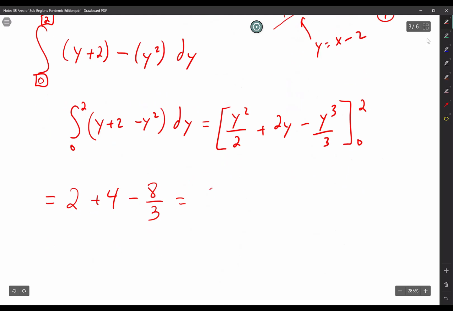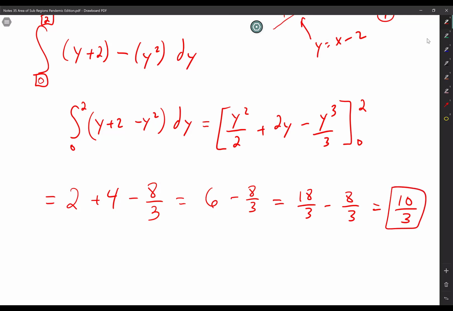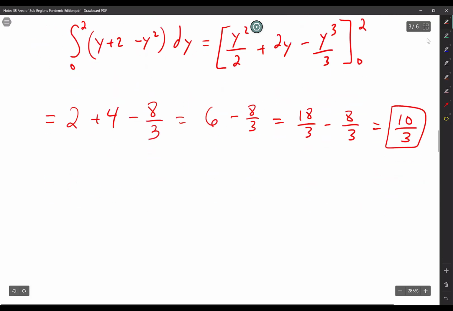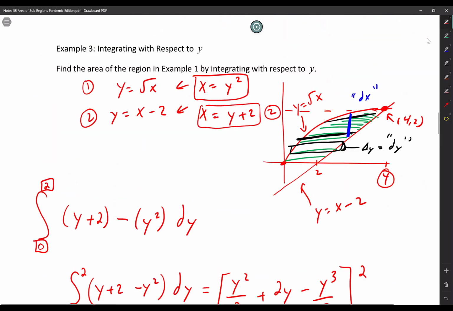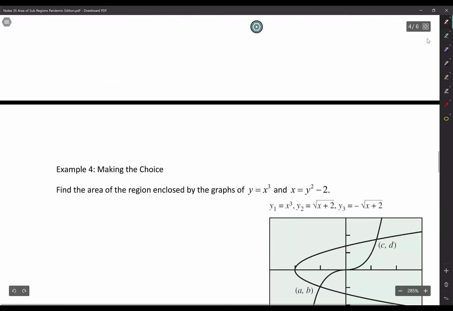So let's see if this is true. 6 minus 8 over 3. 6 times 3, that's 18. 18 over 3 minus 8 over 3. And look at that. We got the same thing again. Isn't that awesome, guys? I think it's awesome that you can do the same problem 3 different ways and get the same answer. So there it is. I hope that we feel like we're getting better.